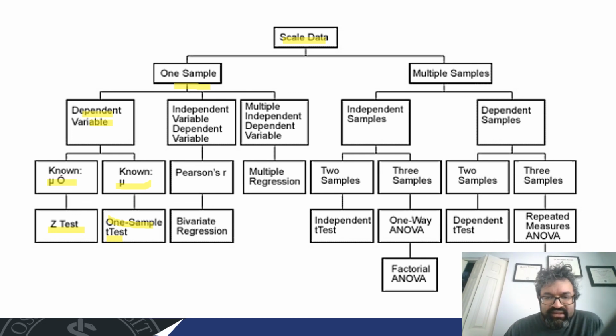Again, this is one sample, and then independent variable, dependent variable, the Pearson's R, which is bivariate regression. And then multiple independent and dependent variables is multiple regression. So this changes as you have independent samples versus dependent samples, and it just keeps going. And so just go through this and see what you can find, and see if this makes sense.